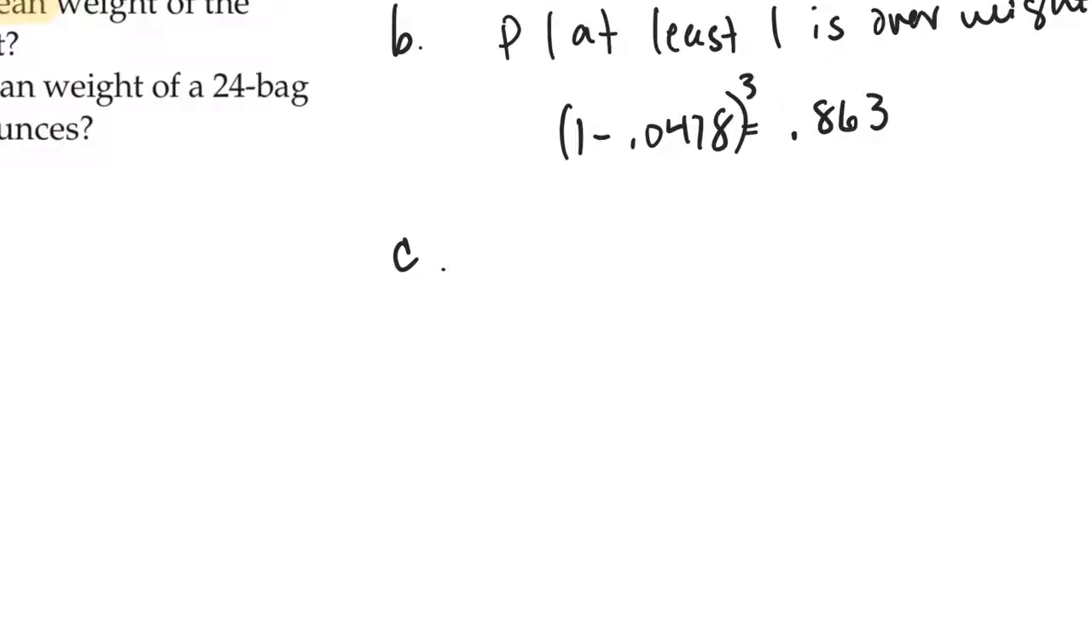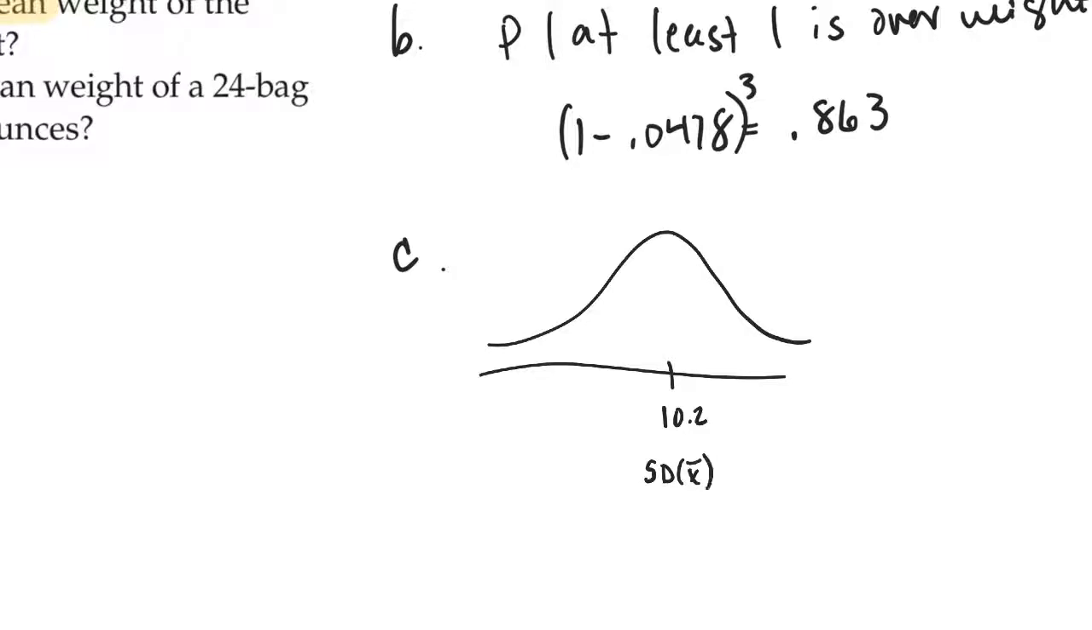We're going to change our standard deviation. If I redraw the distribution, we're still at 10.2 ounces. But now for my standard deviation of X bar, remember this is quantitative. We're talking about weight, quantity, right? And so my standard deviation for this problem is going to be the population standard deviation divided by the square root of the sample size that we're averaging together. In this case, it's going to be 0.12 divided by the square root of 3.